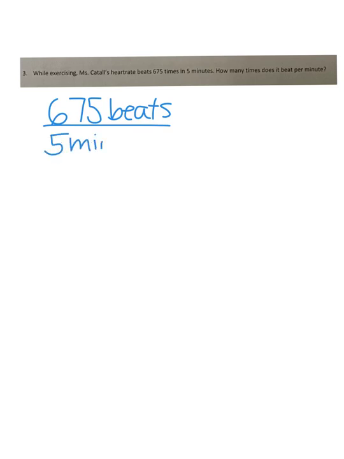So number 3 says, while exercising, Miss Cattell's heart rate beats 675 times in 5 minutes. How many times does it beat per minute? So our starting rate is 675 beats. And then our denominator should be our time, which it happens over 5 minutes. It's also important to point out that you should always have your units here. Make sure you have beats and minutes before you go any further.